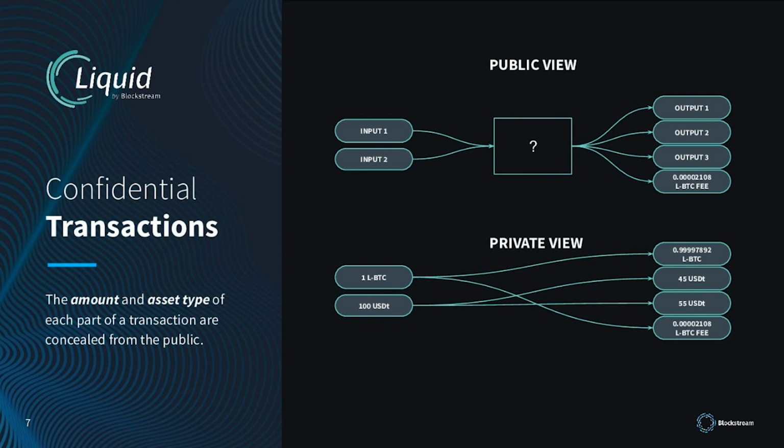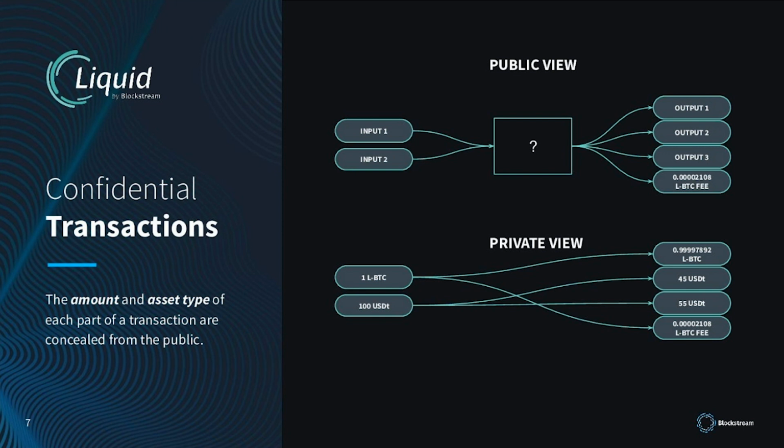On the bottom side, you see what the person transacting can see. In this case, you can see that there's one Liquid Bitcoin being sent, and there's also 100 USDT being sent. You also see that there's two Bitcoin outputs. One is the fee, one is likely change going back to the original sender. And we're sending 45 USDT to one address and 55 to another. So this is really showing what's in here.